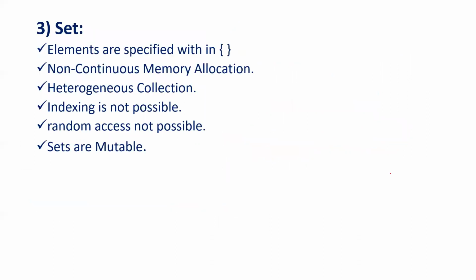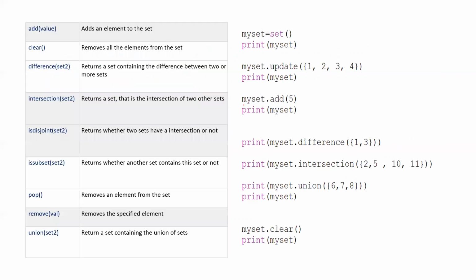Okay, and the set is the next collection. Elements are specified within curly brackets, and here the memory is non-continuous, which means you can't access the elements using index. It is a heterogeneous collection, and indexing is not possible here, which means you can't access randomly. Sets are mutable. You can add elements to the set. There will be no problem.